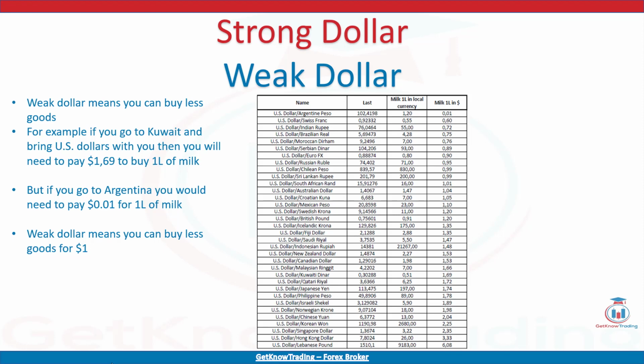Now, when you know what it means to have a weak dollar, it is time to see if it is better to have a strong dollar than a weak dollar. Strong dollar means you will be able to buy more goods for $1. In the case of Argentina, where 1 liter of milk is $0.01, you can buy 100 liters of milk for $1. This is great. Your buying power is high and you can buy many other goods because everything is cheap.